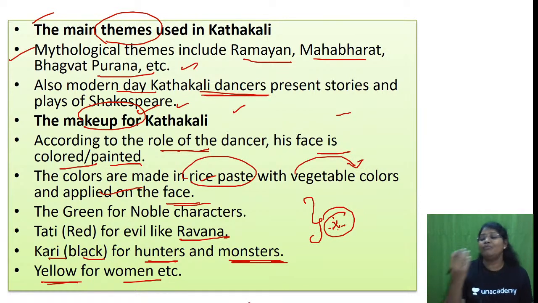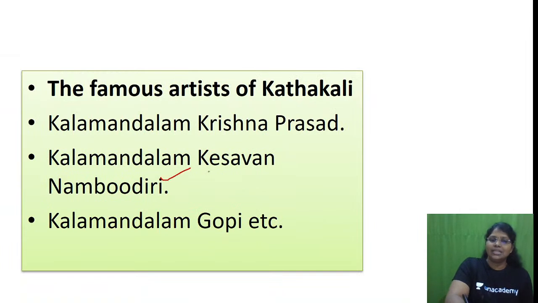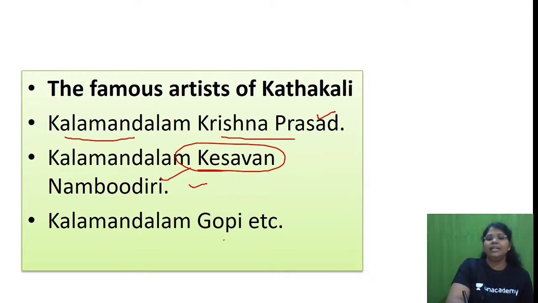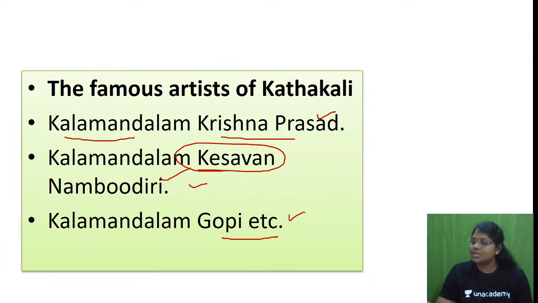So, black color for hunters and monsters. Red color to represent evil characters, like Ravana. Green, noble. Yellow normally for women. So, the famous artists of Kathakali are Kalamandalam Krishna Prasad, Kalamandalam Keshavan, Keshavan Nambudiri and Kalamandalam Gopi, etc. So try to remember the important personalities along with the classical dance, that is Kathakali.